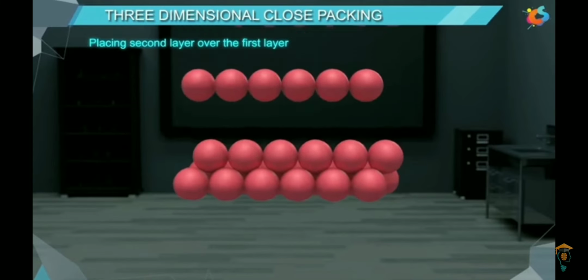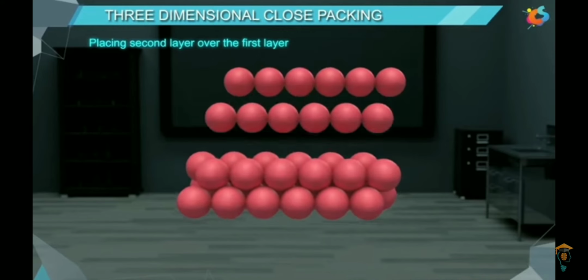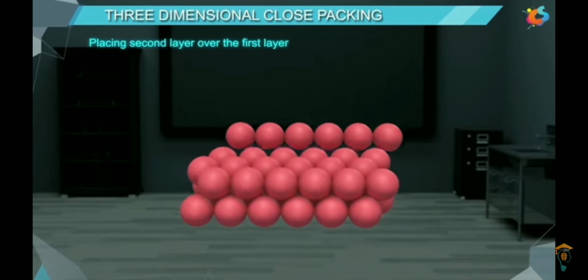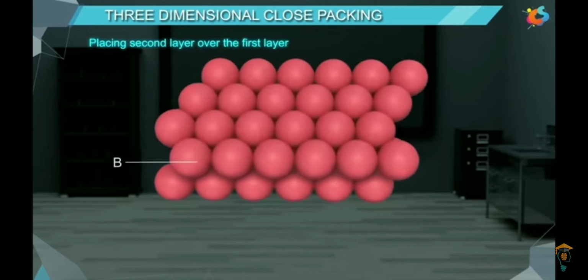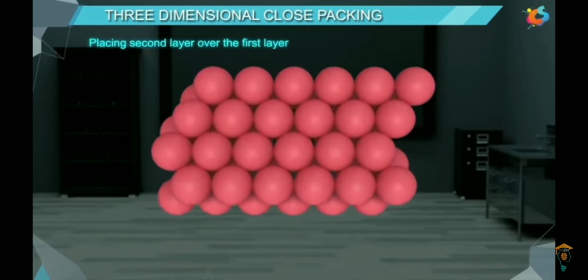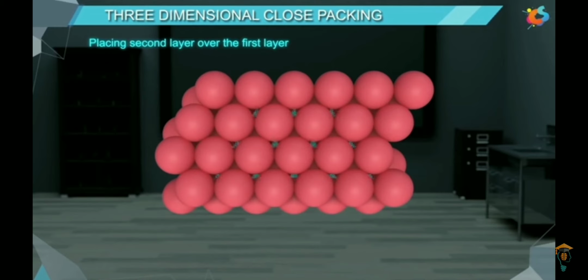As the spheres of the second layer are aligned differently as compared to the first layer, let us call this layer B type. On observing, we will notice that not all the triangular voids of the first layer are covered by the spheres of the second layer. This gives rise to a different arrangement and different voids.